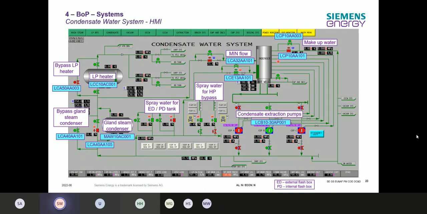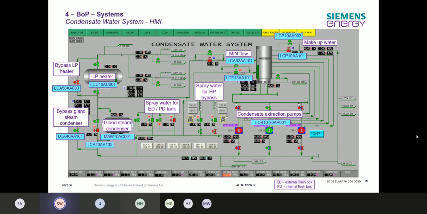So that's a condenser over here. We have then here downer side our extraction line. We're getting here the line to the spray water for the external flash tank and the internal flash tank. So that's where steam is getting in, let's say the steam from the drain lines, or probably condensate from the drain lines, and it can be that it's steaming out. So we're spraying the water in the flash box to make sure that the steam is cooled down before it's getting into the condenser.